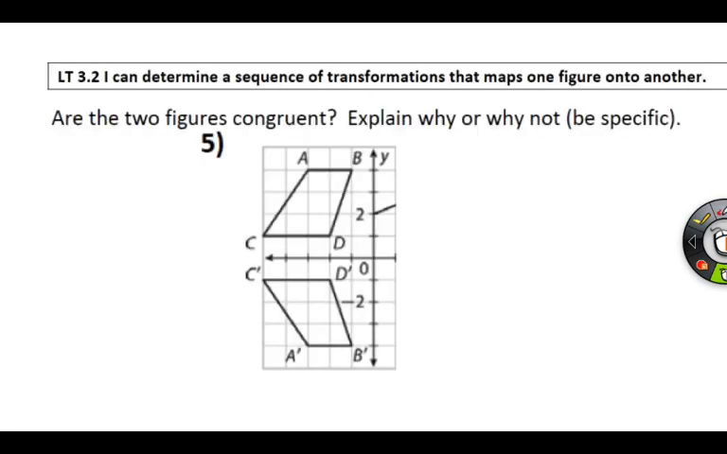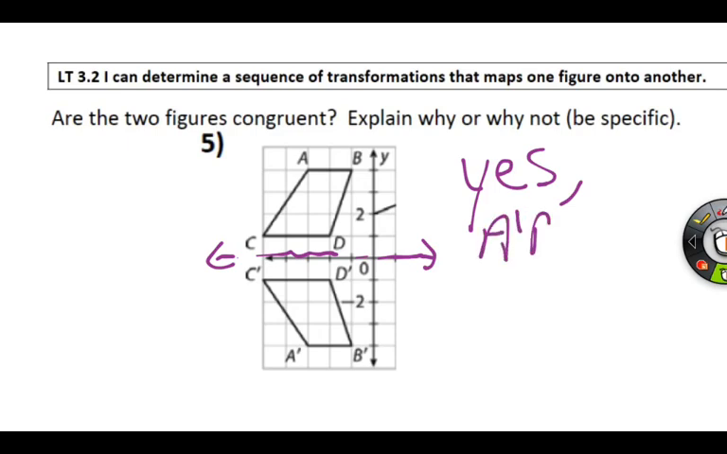Okay, are the two figures congruent? If they are, then we should be able to come up with a transformation, or at least a rigid motion, that would map one onto the other. So, any ideas? So what we could do is reflect it. So let's reflect it over the x-axis. That's what that would be, right over this x-axis. So we would want to say yes, and then we could just give an explanation.